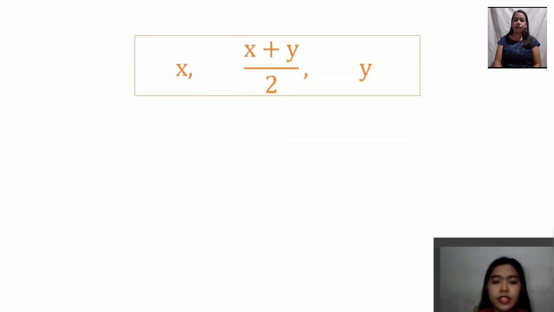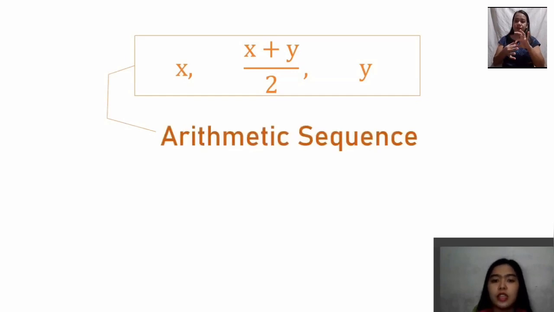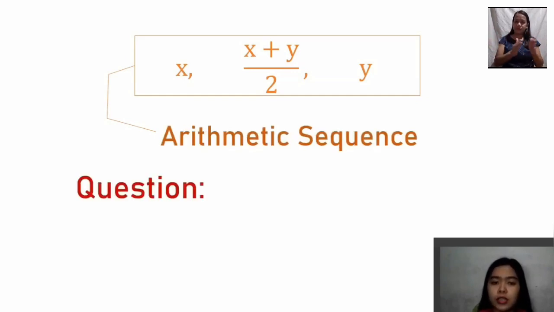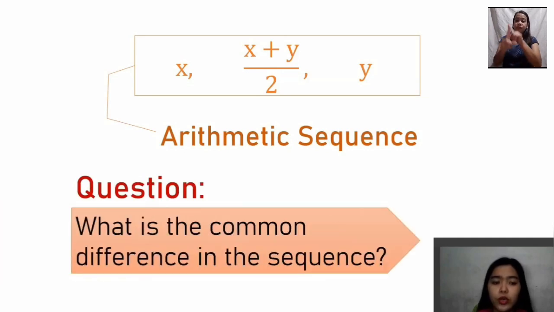Let us get the set of coordinates from the previous example. We have x, (x plus y) all over 2, and y. So this set of coordinates is an example of an arithmetic sequence. Since this is an arithmetic sequence, what is the common difference in the sequence? Now I want you to solve for the common difference of this sequence. Are you done solving for the common difference of this sequence? If yes, then let us proceed.